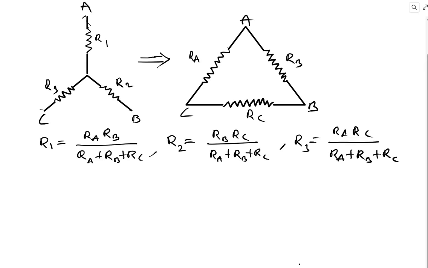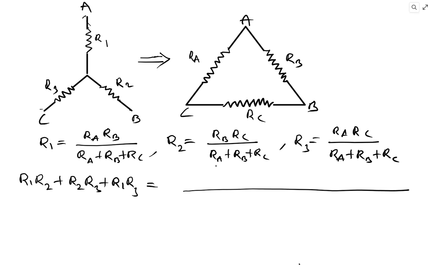Now what I'm doing here is making the product like this: R1 R2 plus R2 R3 plus R1 R3. I am making the product of two terms at a time: R1 R2, R2 R3, R3 R1. The denominator will be the same in each, so we get the square of the denominator, RA plus RB plus RC whole squared, which is common for these three multiplications while adding.